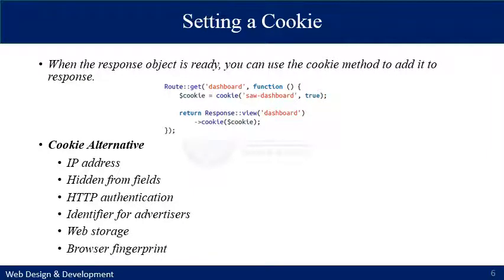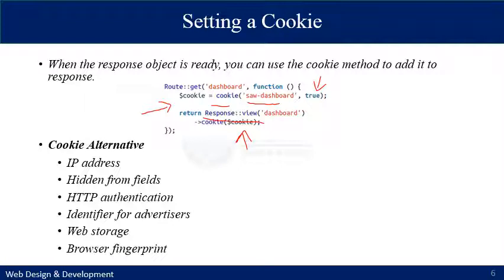So this is a simple way to set a cookie. When the response object is ready, you can use the cookie method to add it to the response. This shows that you can create the cookie by specifying a cookie method, the name of the cookie and the value, and then you can attach it to the response by returning a response with a view dashboard and specifying the cookie method and the value of the cookie.